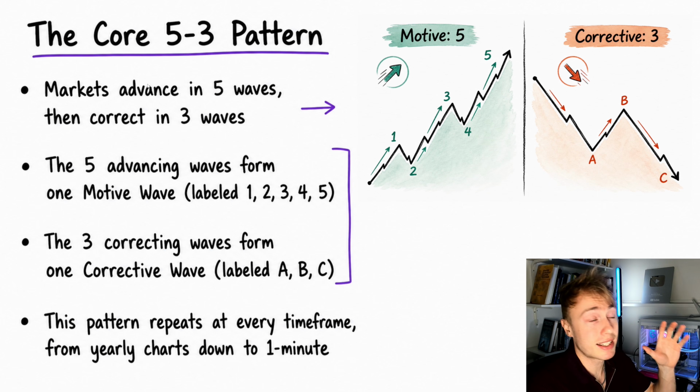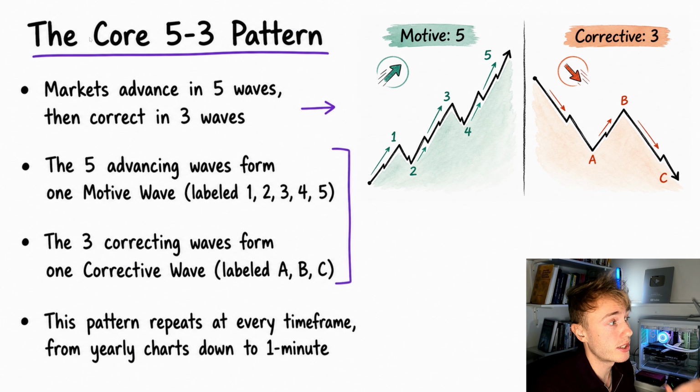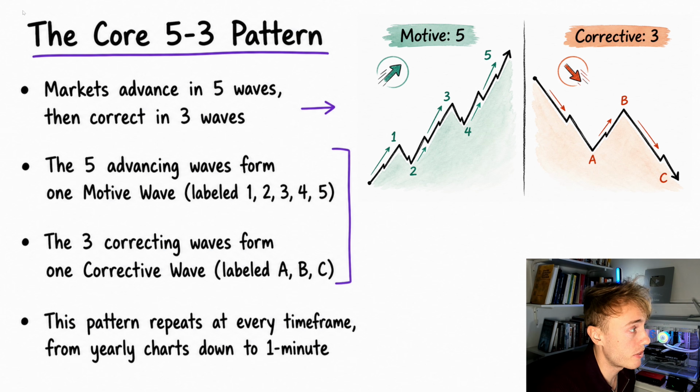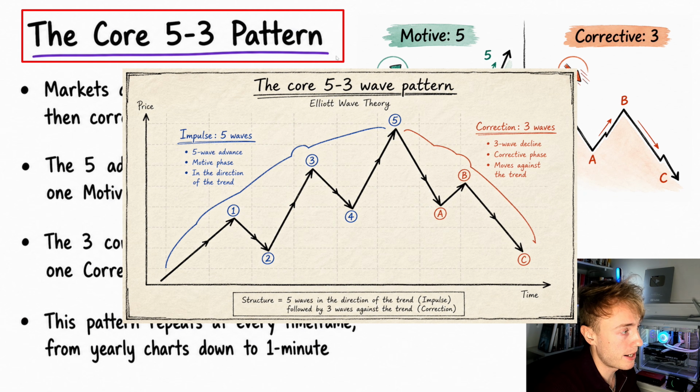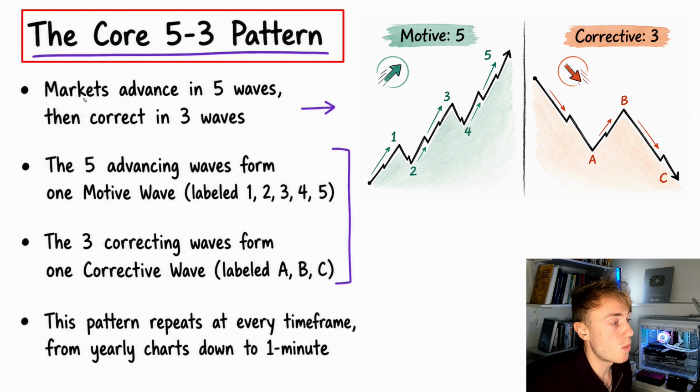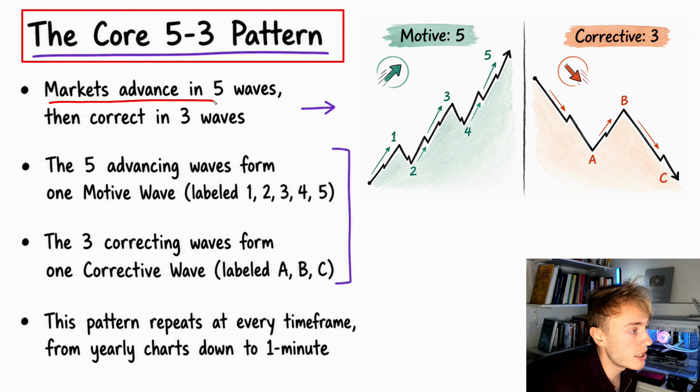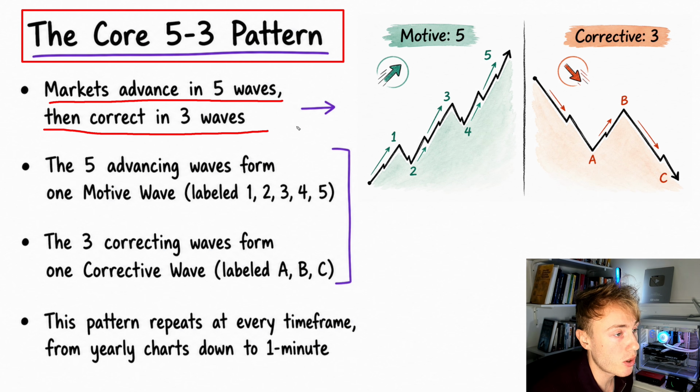So now let's take a look at the most important pattern in Elliott Wave Theory, and that is the core 5-3 pattern. And what is this pattern? Well, this pattern is simply that the market advances in 5 waves and then corrects in 3 waves. So we can think about this as we go 5 steps forward and then 3 steps back.